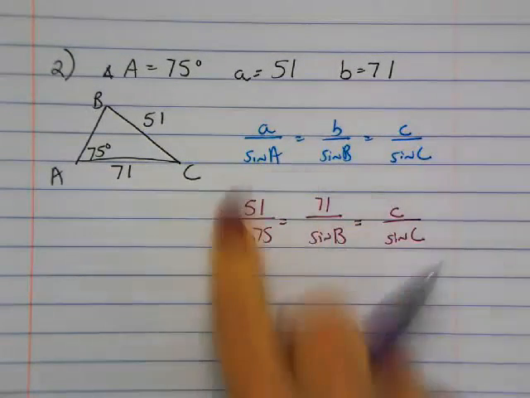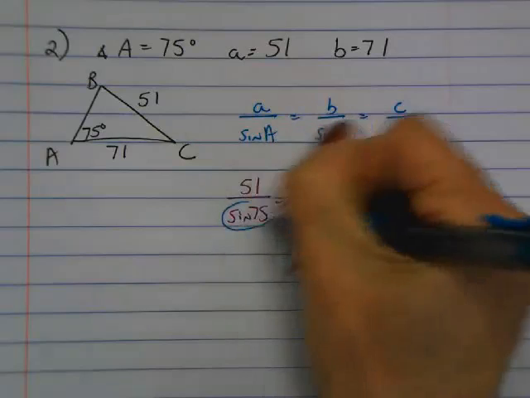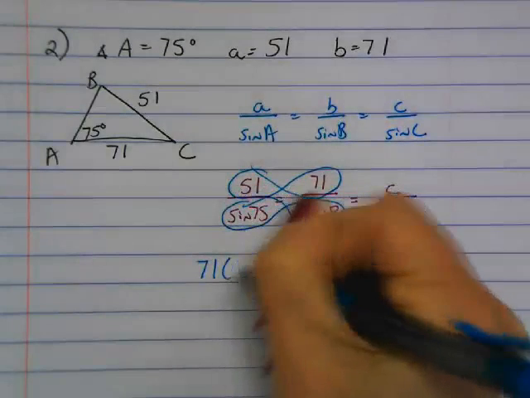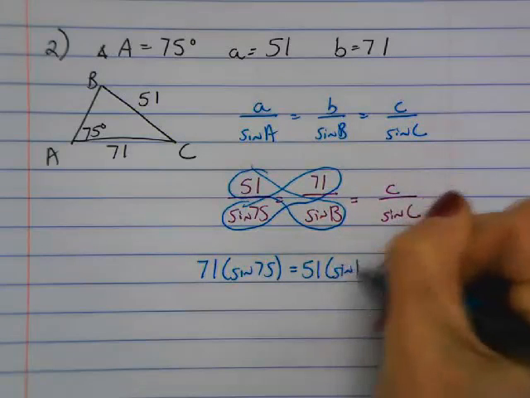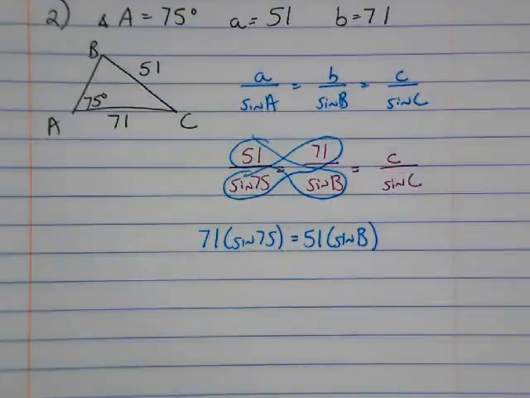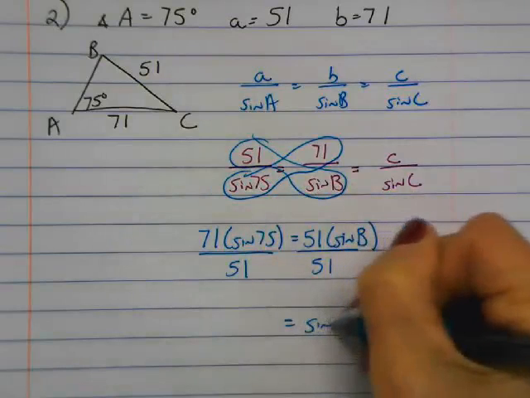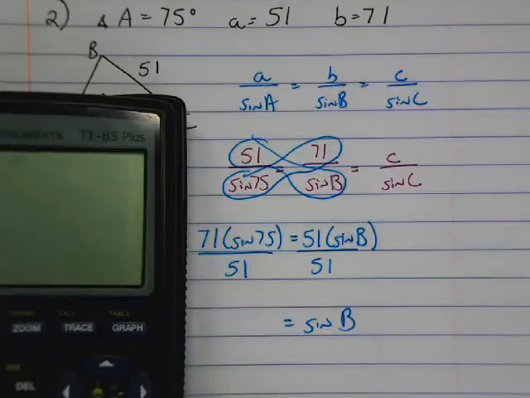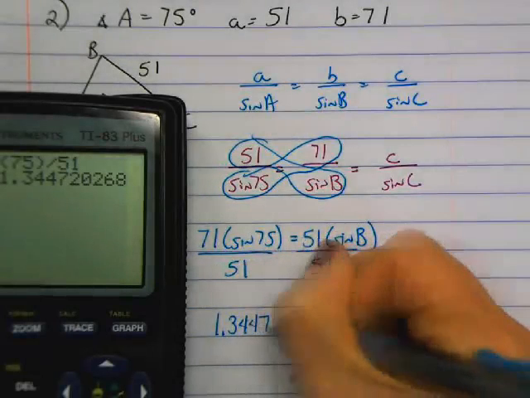I got nothing. So I'm just going to have to wait on him. So what I want to do is say, well, let's go ahead and solve this and see what I've got. Okay, so we're going to go ahead and cross multiply. So I get 71 times the sine of 75 is equal to 51 times the sine of B. You're solving for B. So let's go ahead and divide by 51. So I grab my calculator. I have 71 sine 75 divided by 51, and I get 1.3447.